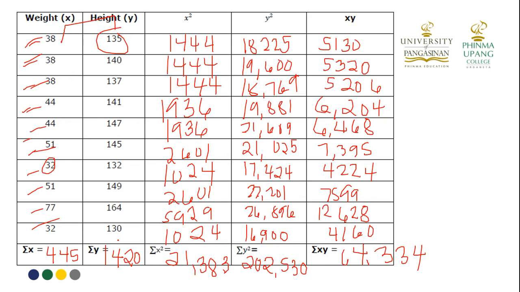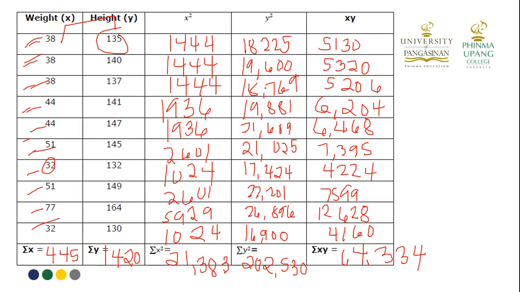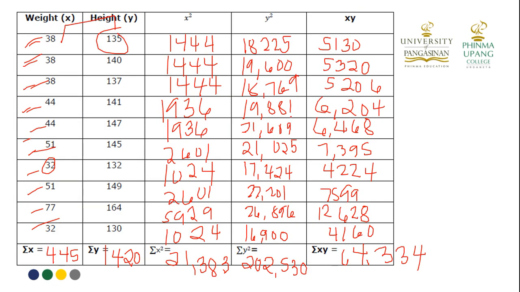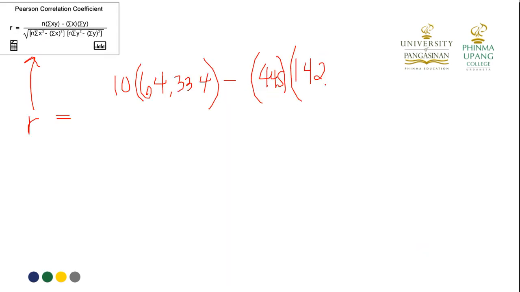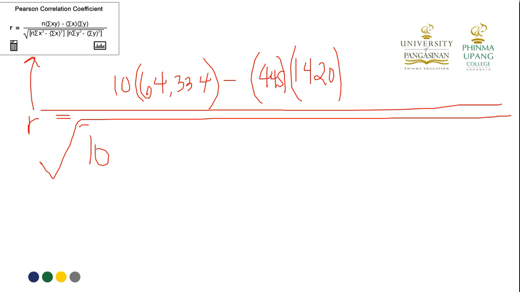Tapos summation of XY, 64,334. Minus the summation of your X is 445. Summation of your Y, 1,420. Tapos meron tayong square root sa baba. Another 10. Open bracket 10.